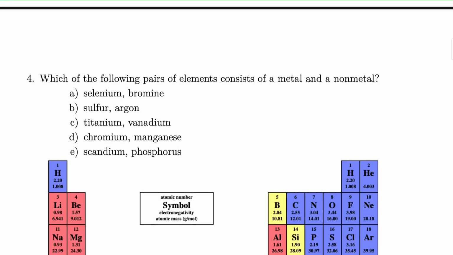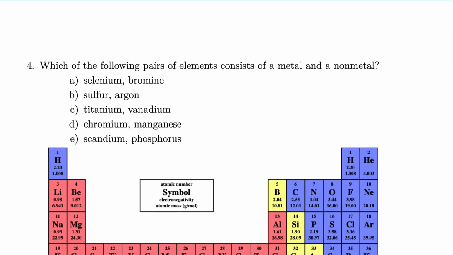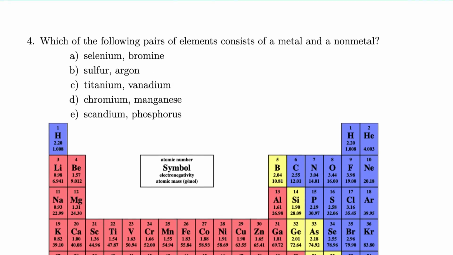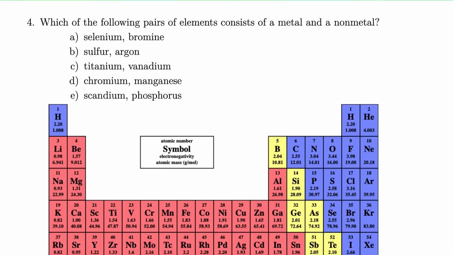And so this question is asking us, which of the following pairs of elements consist of a metal and a nonmetal? If you remember the periodic trends, as you go up and to the right, the strength of electrostatic attraction between the outermost electron and nucleus increases. And so the nonmetals tend to react by gaining electrons. Now the metals, the red, it's easier for them to lose electrons. They have a lower ionization energy.